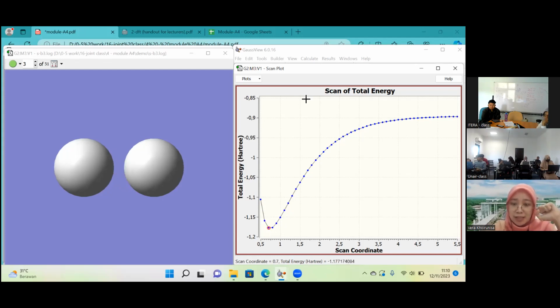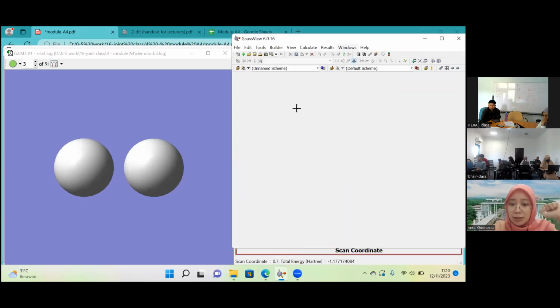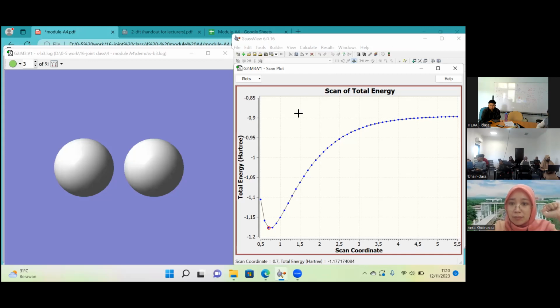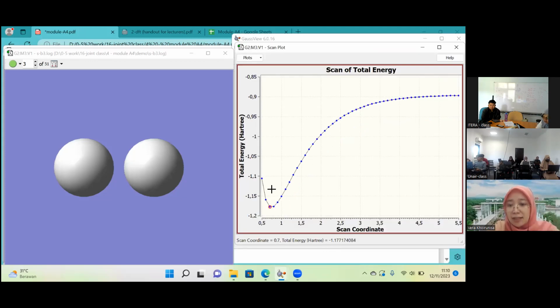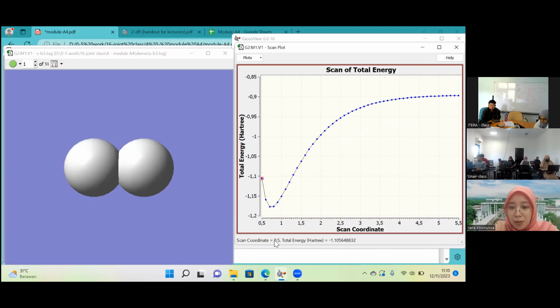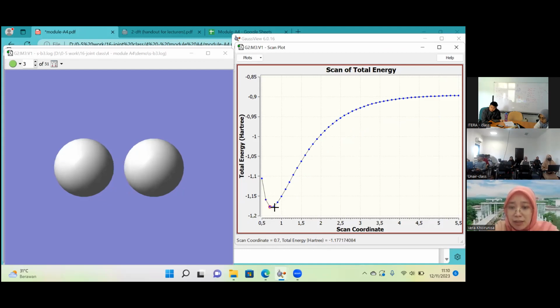This is 0.7. And you can see the energy here. So each step, this is 0.5 with the total energy in Hartree minus 1.10. Then just click the second, 0.6. And then the third one is 0.7.